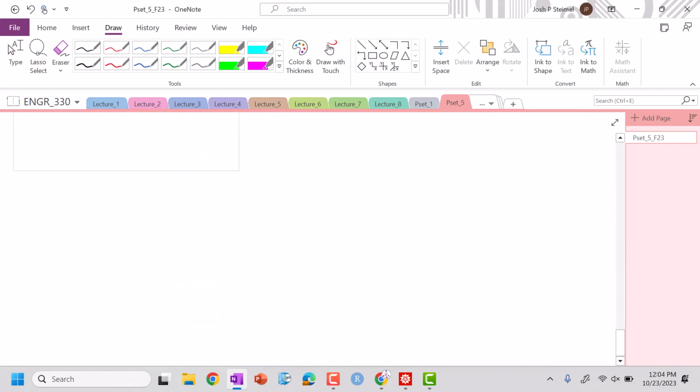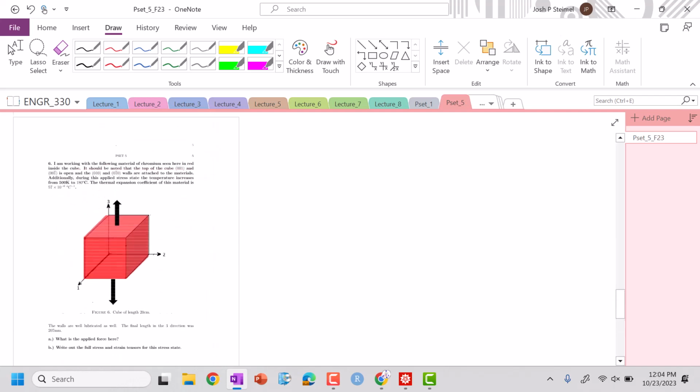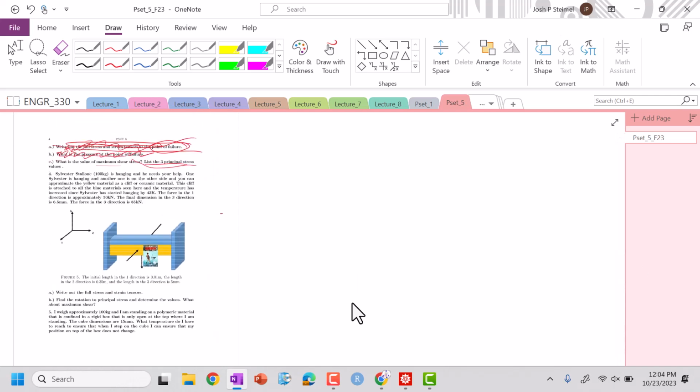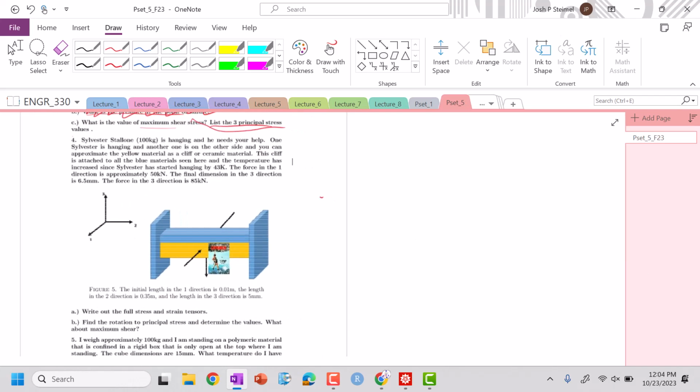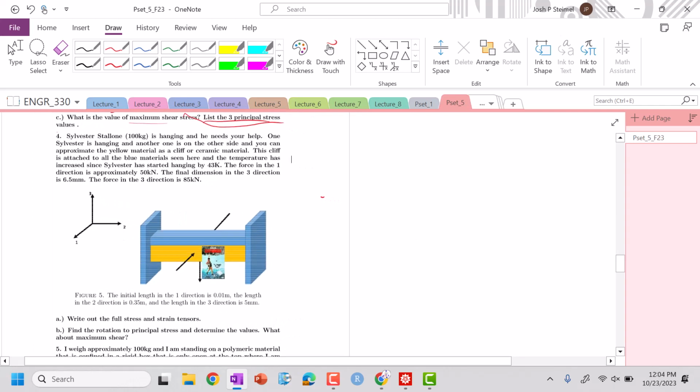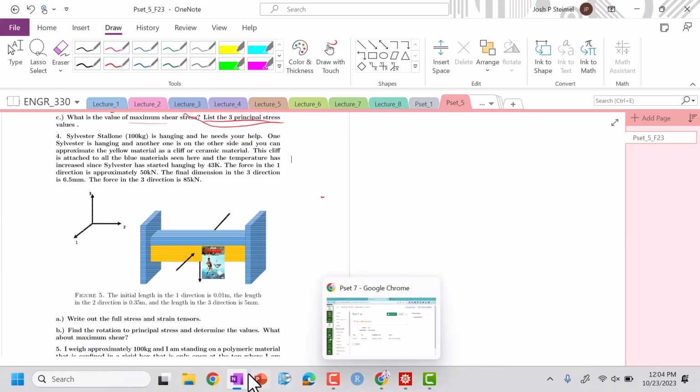Ooh, this is a nice problem set. I like it. Let's go ahead and look at number 4. Sylvester Stallone is hanging and he needs your help. We have one Sylvester Stallone hanging on one side and one on the other side. You can approximate the yellow material on the cliff as basically a ceramic.